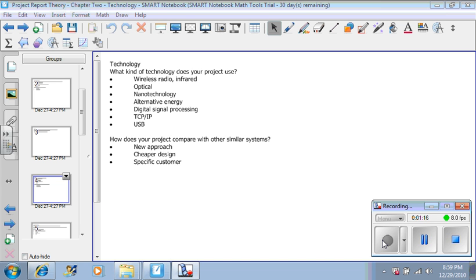We are able to operate things without wires, but what technique do you use to send the information? Do you use radio waves? Do you use infrared, or do you use light? What is your technique, or what technology? There are very common words out there, including optical, nanotechnology, alternative energy. It depends on what the application is as to what words you use.